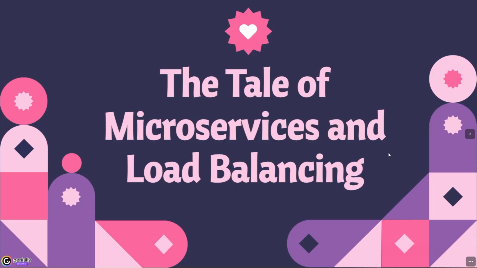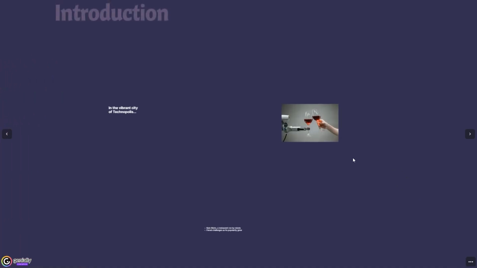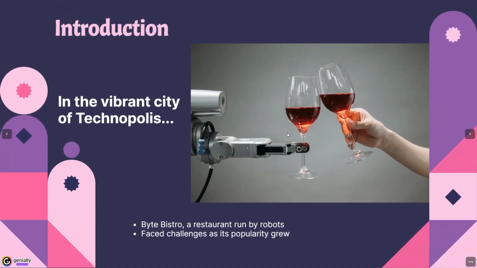In this video, we are going to talk about a load balancing story. So let's begin. We have a city, its name is Technopolis, and we have a restaurant in there whose name is Byte Bistro. It is run by robots. But one day it faced challenges as its popularity grew.